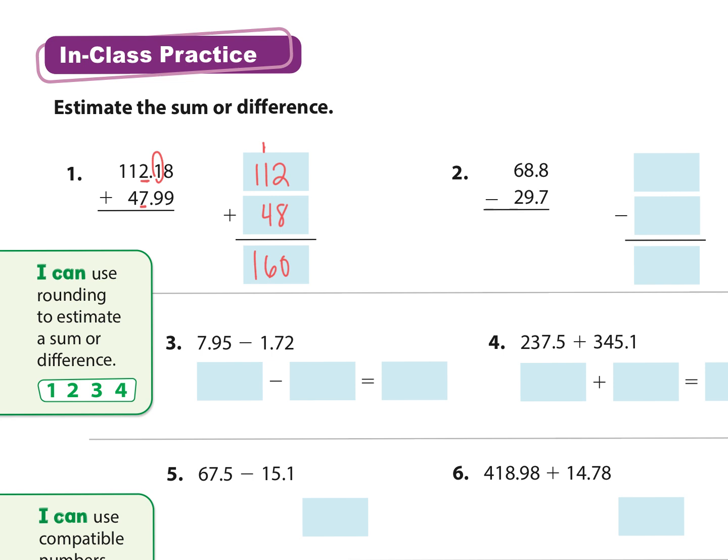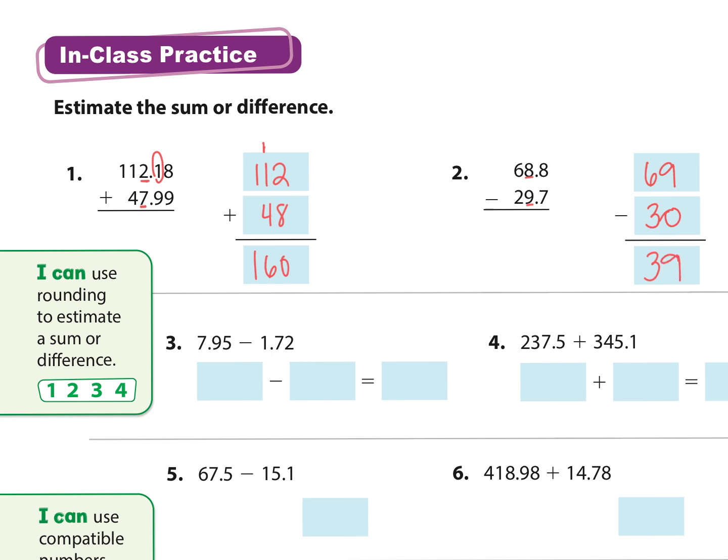I'm going to do, actually, yeah, I'll do whole number. So if I'm doing whole number, 68 and 8 tenths will round up to 69. The other one would round to 20, 30. 30. And then I can subtract that easily to make 39.